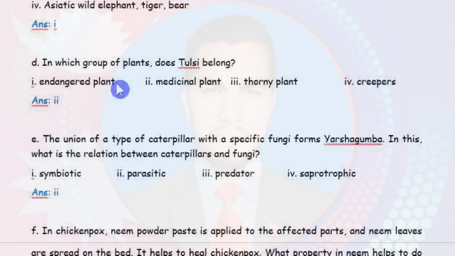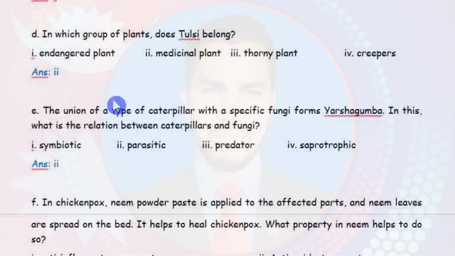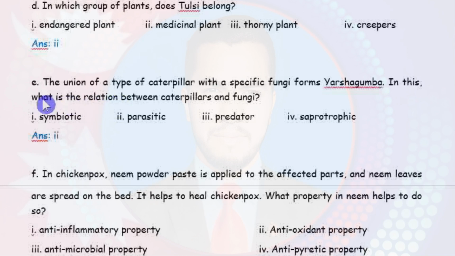In which group of plants does tulsi belong? Tulsi, okay? Number 1, endangered plant. Number 2, medicinal plant. Number 3, thorny plant. Number 4, creepers. And the correct option is medicinal plant, option number 2. Now let's go to the question number E.